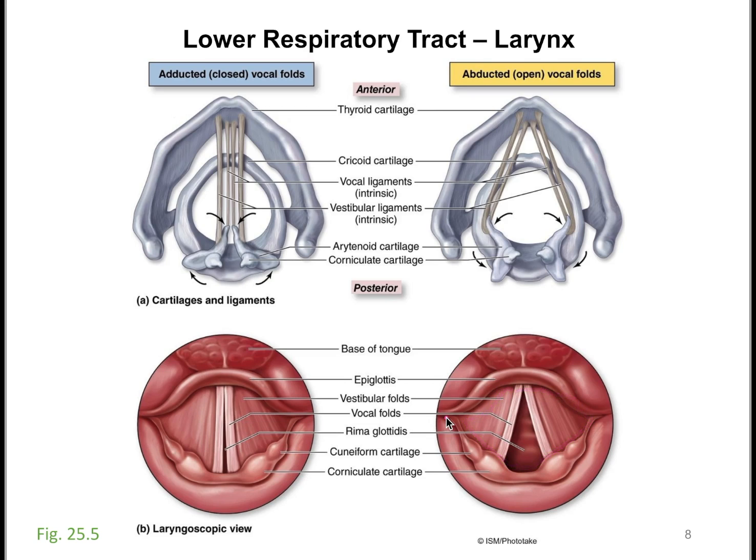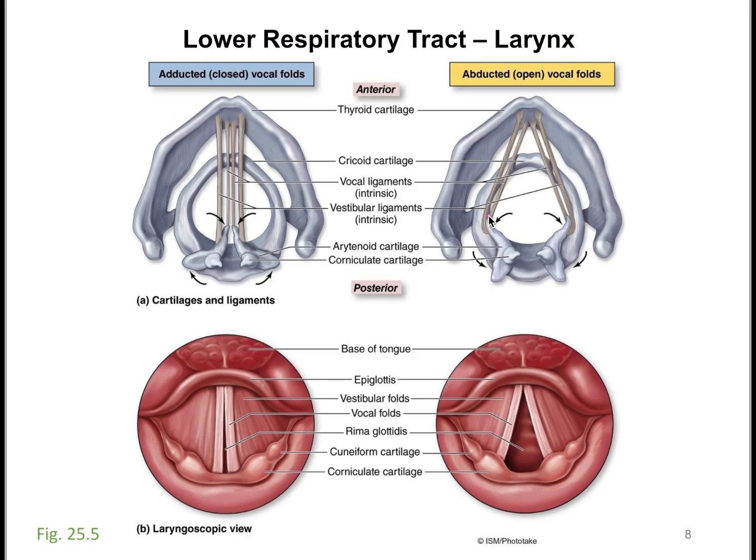So the glottis is the vocal fold plus the rima glottis. And the reason why men typically have a lower voice than females is because the distance between the inside of the laryngeal prominence is greater. Since their laryngeal prominence is more pronounced and more facing anterior, it creates longer vocal cords on the inside.